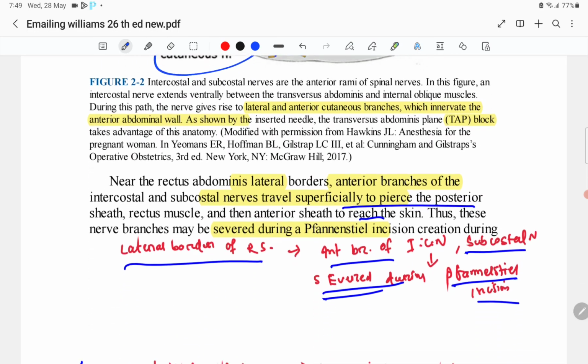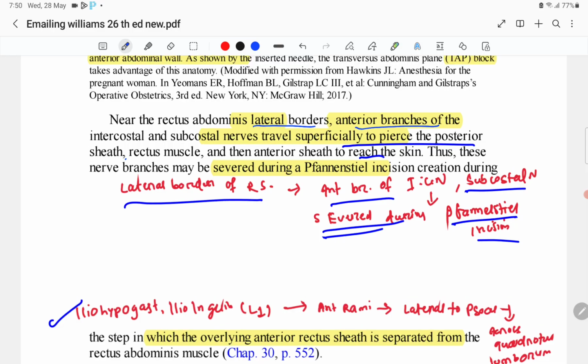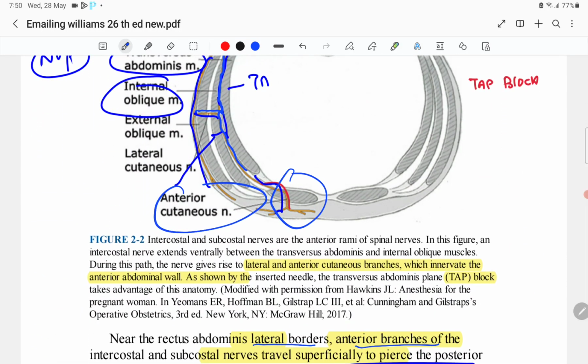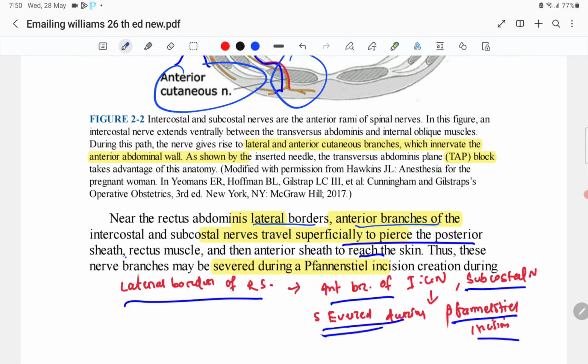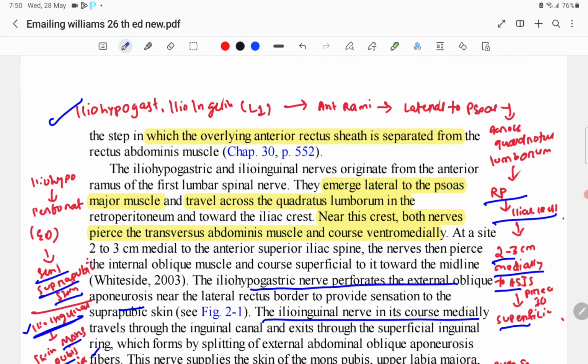Okay. So next is near the rectus abdominis muscle. The next nerve is near the lateral border of the rectus abdominis muscle. The anterior branches of the intercostal nerves run superficial to the rectus sheath. You can see these nerves are very near to your incisions. So these two nerves, the anterior cutaneous nerves, run along the lateral border of the rectus abdominis muscle and pierce the posterior sheath and rectus muscle, then the anterior sheath to reach the skin. There is a chance of injury to this nerve during your Pfannenstiel incision, that is the suprapubic transverse skin incision.